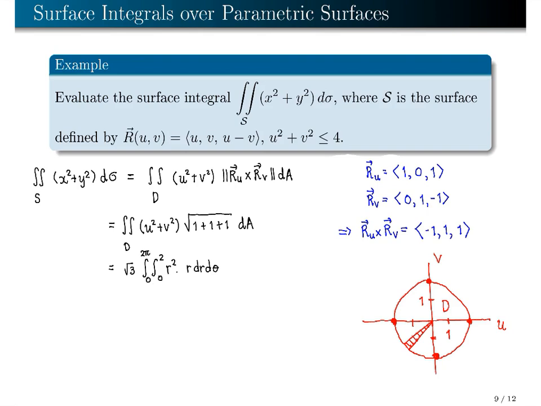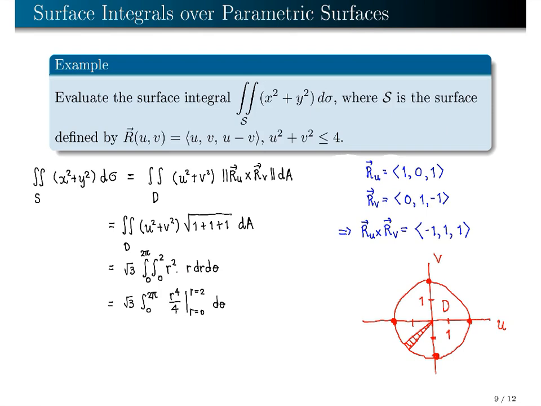All that remains is to evaluate this iterated integral. We have the square root of 3 times the integral from 0 to 2 pi. The integral of r cubed is r to the 4th all over 4, evaluated from r equals 0 to r equals 2, d theta.